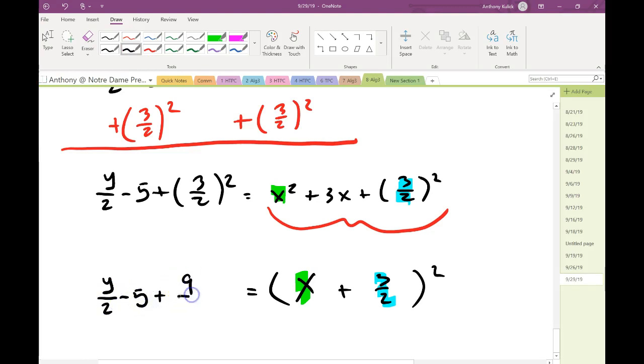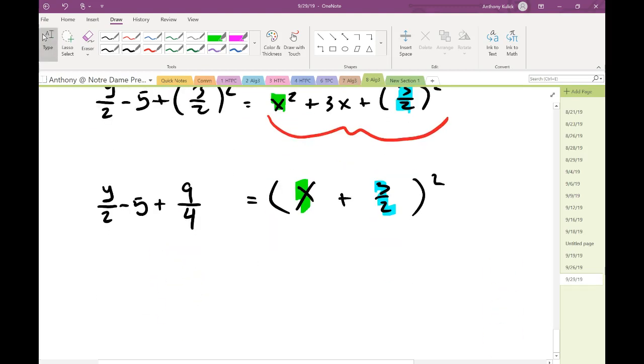And now I'm going to go ahead and simplify the 3 over 2 squared and make that into 9 over 4. Remember, to square a fraction, I square the top, and then I square the bottom. 3 squared is 9, and 2 squared is 4. Everyone okay so far?